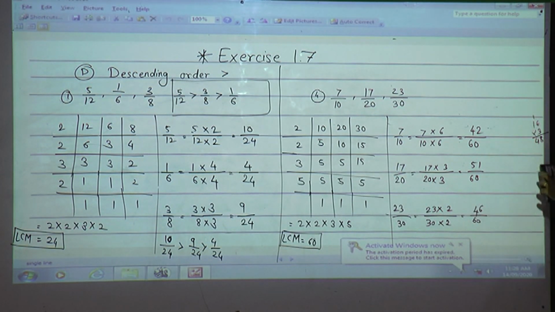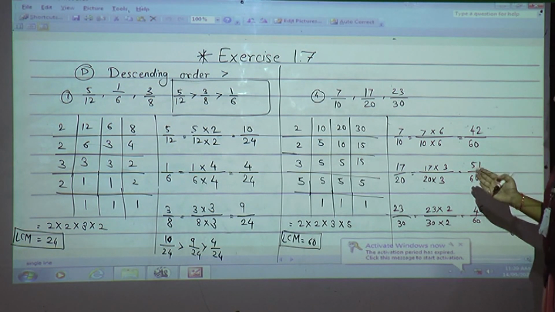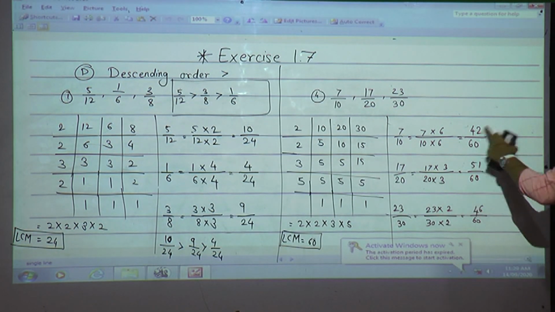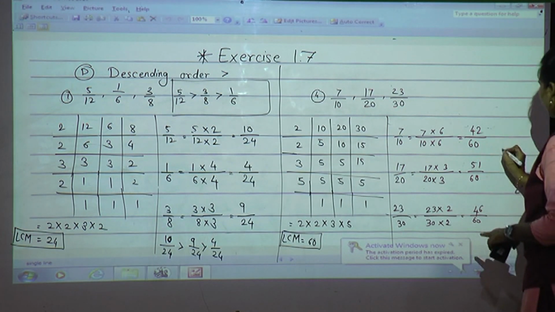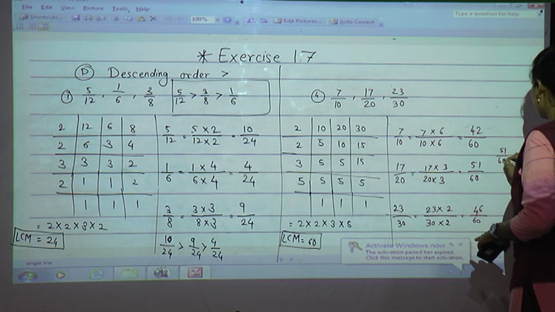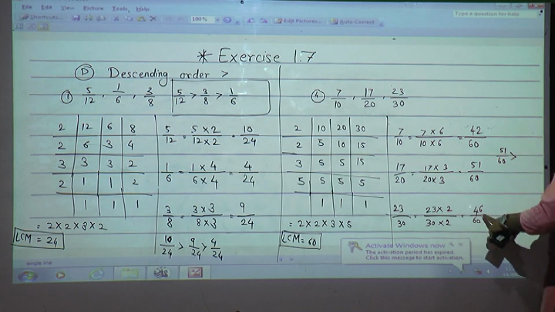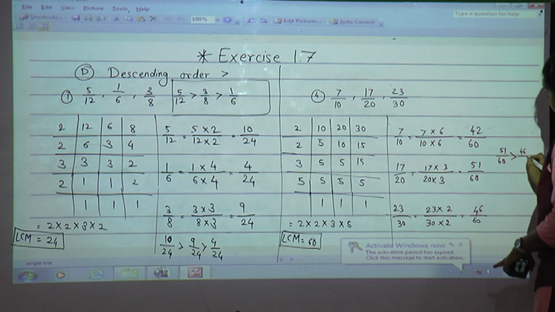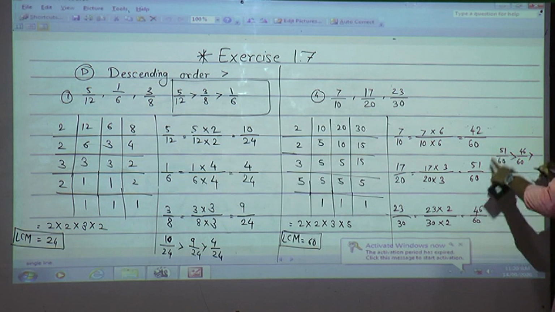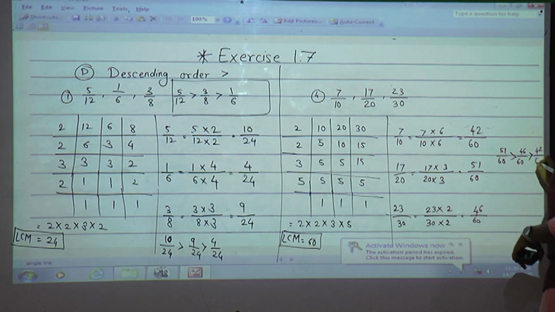Now can we compare? Yes. Tell me which is greater. We are arranging in the descending order. Now see, denominators are the same, means we have converted into like fractions. So now we can compare easily. Now which is greater, 46, 51 or 42? Of course 51 is greater than 46 upon 60 than 42 upon 60, isn't it?